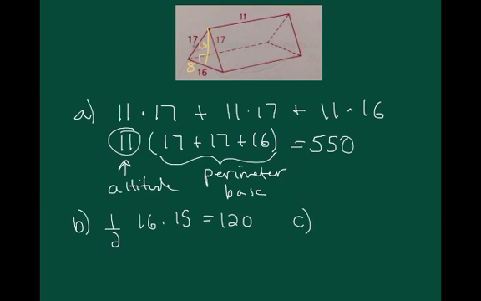So in order to find the total area, it's going to equal our lateral area plus 2 times the area of the base, which was 120. When we add all those up, we get a total area of 790. Okay, that's number 7. Let's take a look at another one, because I think it'll really help you with this lateral area formula.